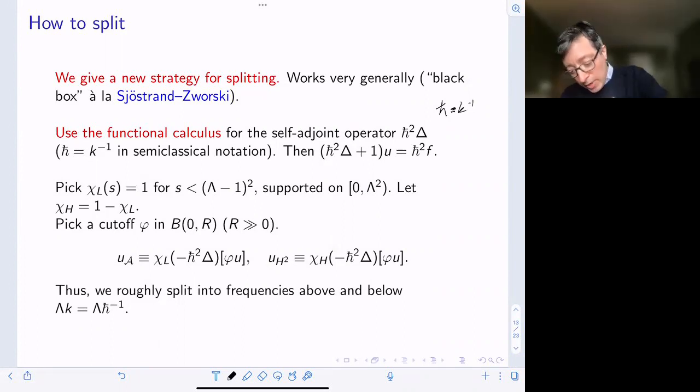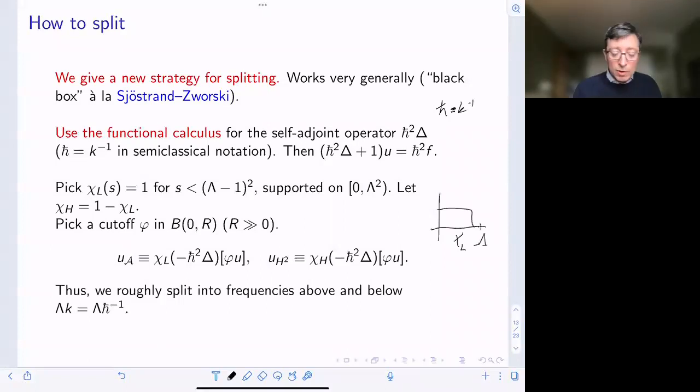So I rewrite my equation this way, mostly just because I'm used to writing things that way. And I want to try to take a function of h bar squared Laplacian, k to the minus 2 Laplacian. It's a self-adjoint operator, so I have the spectral theorem on my side. I can take a function of it, just using the functional calculus given to me by the spectral theorem. So what I do is I pick a cutoff, chi L. I'll call it, L is for low. Here's chi L. It lives in some big interval up to some number lambda, but we won't be too fussy about that.